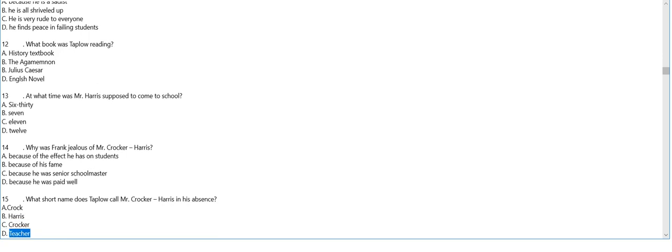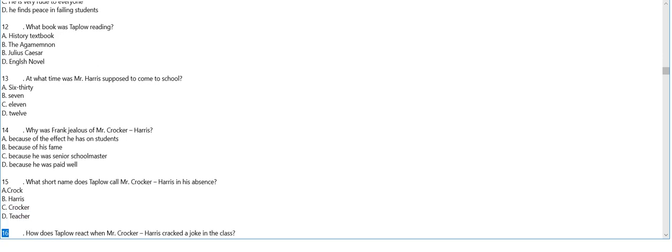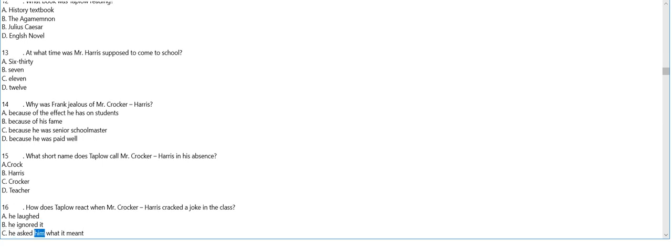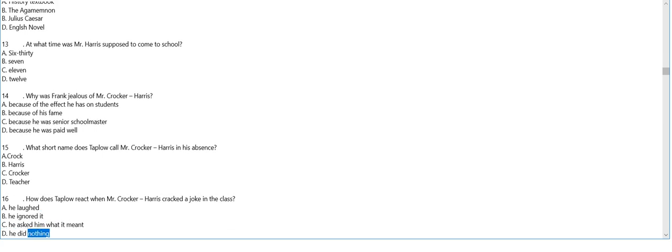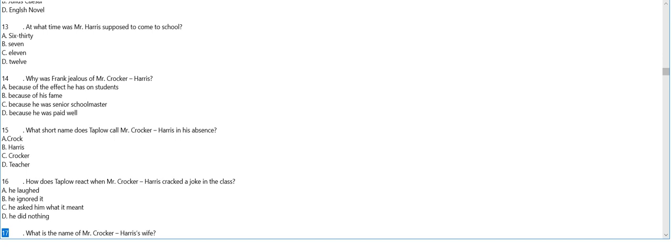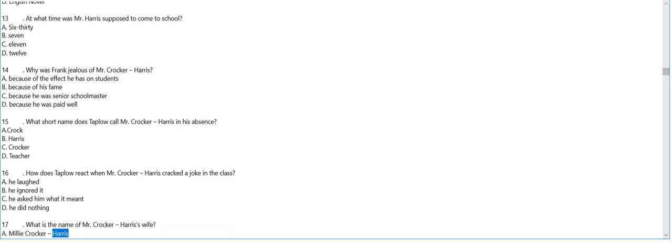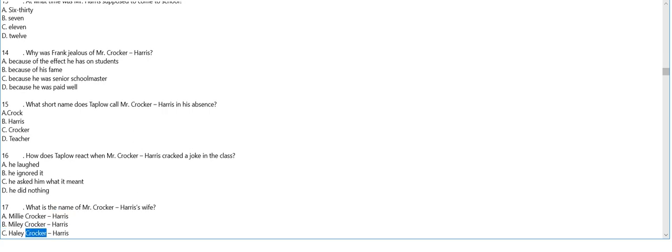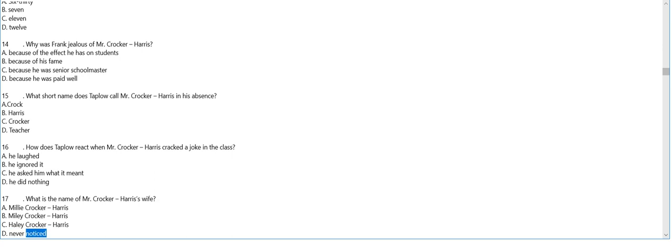16. How does Taplow react when Mr. Crocker-Harris cracked a joke in the class? A. He laughed. B. He ignored it. C. He asked him what it meant. D. He did nothing. 17. What is the name of Mr. Crocker-Harris's wife? A. Millie Crocker-Harris. B. Miley Crocker-Harris. C. Haley Crocker-Harris. D. Never noticed.